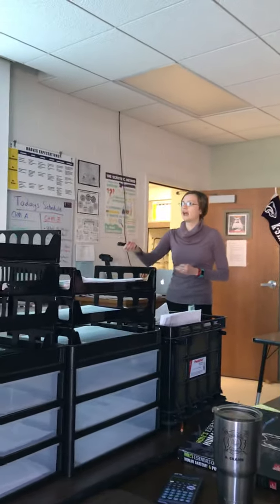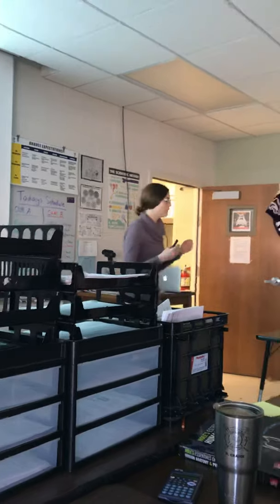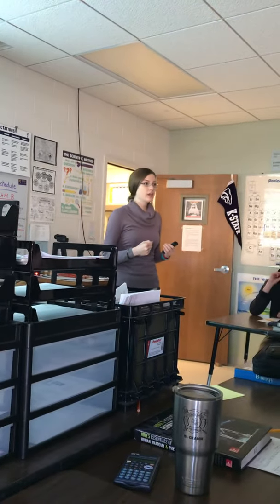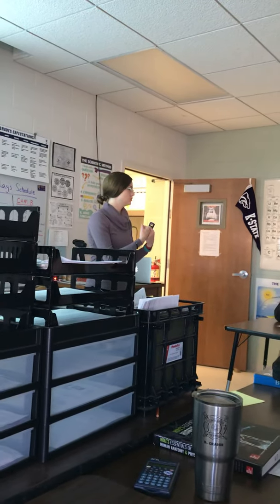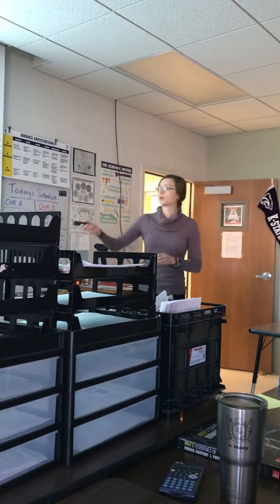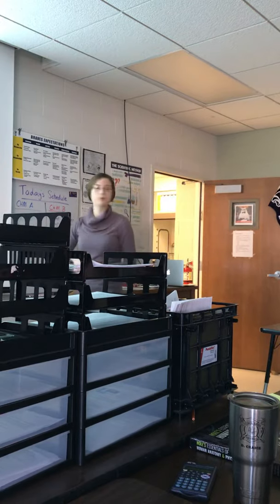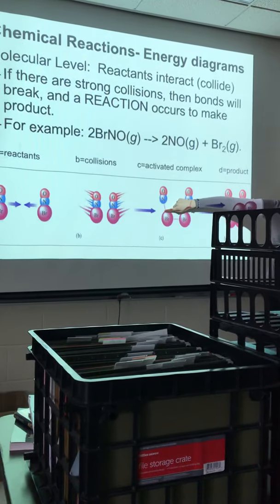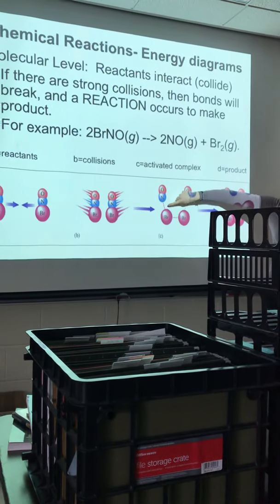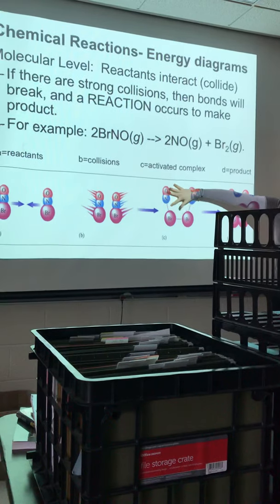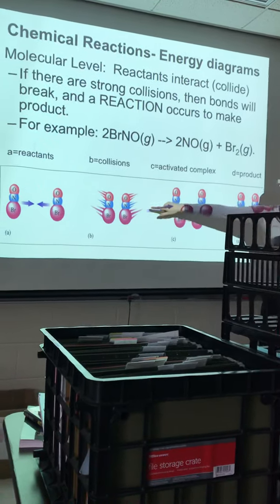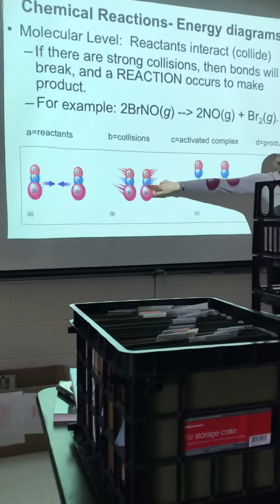So what happens is a collision. You have to have a collision with enough energy in the right orientation in order to break and then make new bonds. So you can see that this dotted line right here is referring to the fact that bromine and nitrogen have broken that bond. They are not connected anymore when they were connected over here, right?